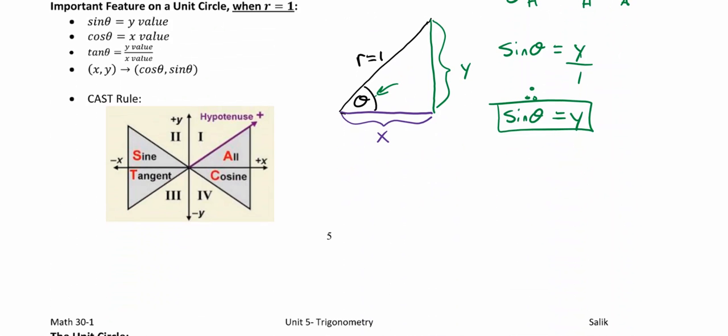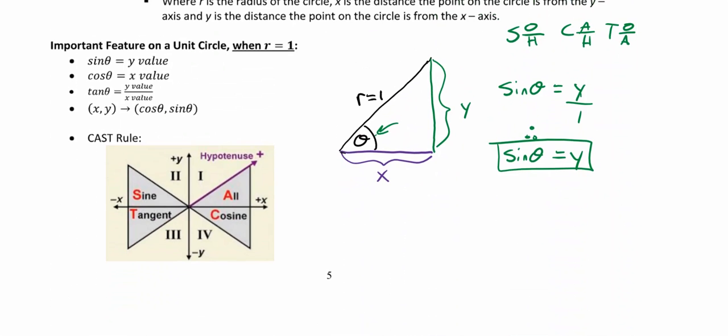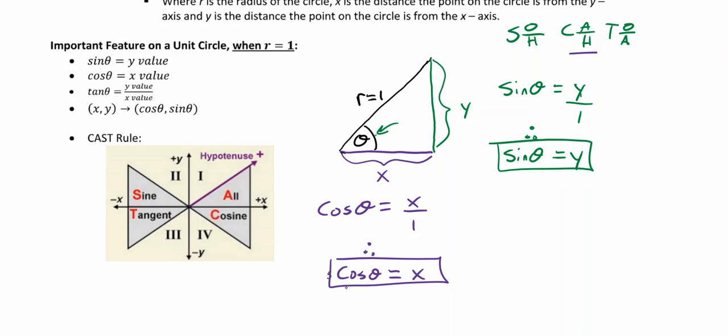Let's look at the x one. We've got a similar situation here, but this time we're going to use cos, because we have adjacent and hypotenuse. So cosine theta is equal to adjacent over hypotenuse, which is x over 1. Therefore, let's write it the same way as above: cos theta is just equal to x. So if I ever have the angle, I can just take cos of that and get x.